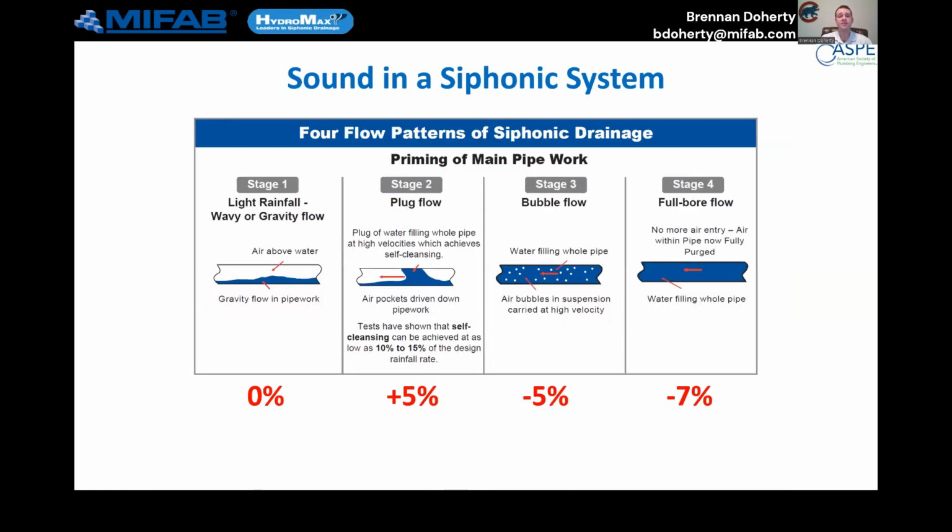What about noise? Because I promise the architect is going to ask you about it first thing. Noise is directly related to air mixing with fluid. If we think about any full recirculating system we have within our building, that's not generating noise for us. So stage 1, equal to gravity, no different. Stage 2, it is about 5% louder than gravity with that wave pushing through. However, when we get to stage 3, it's about 5% quieter than gravity. And then stage 4, null and void of air, it's actually about 7% quieter than gravity.